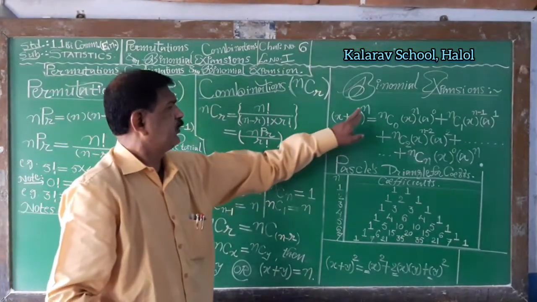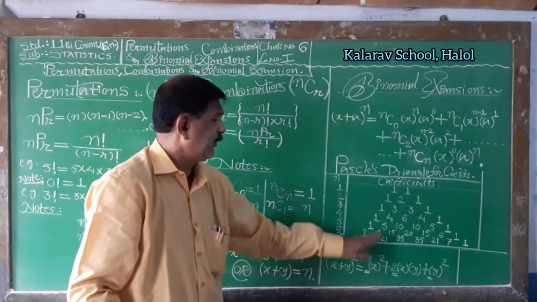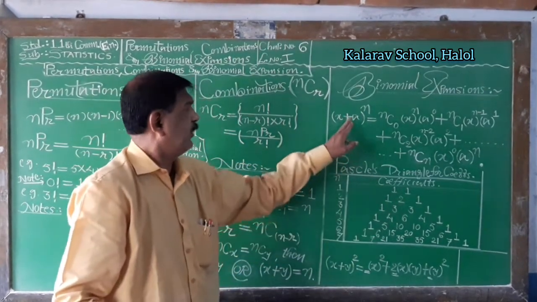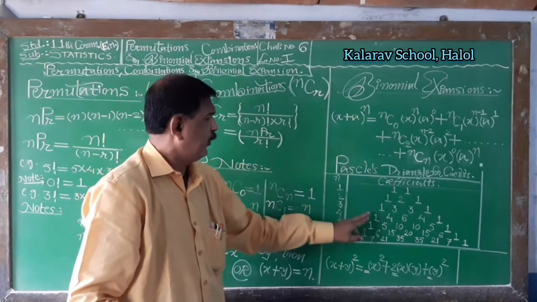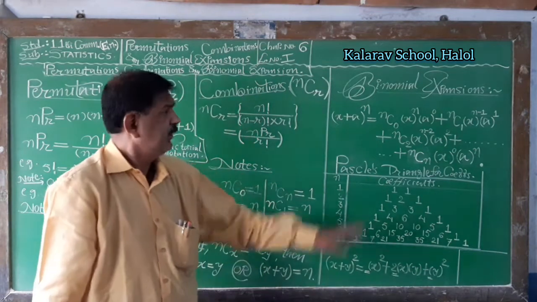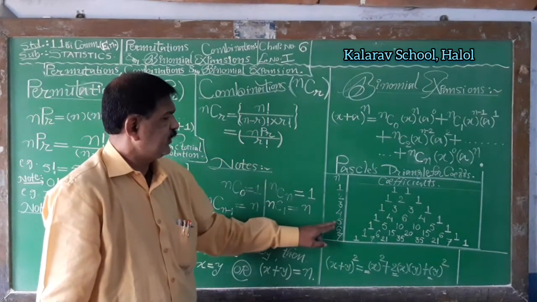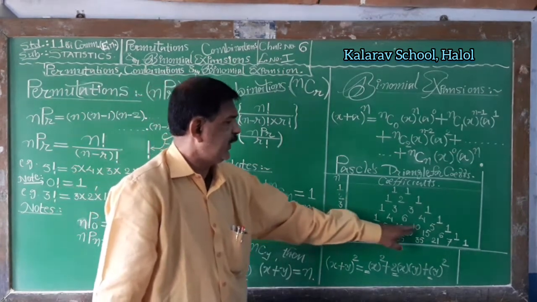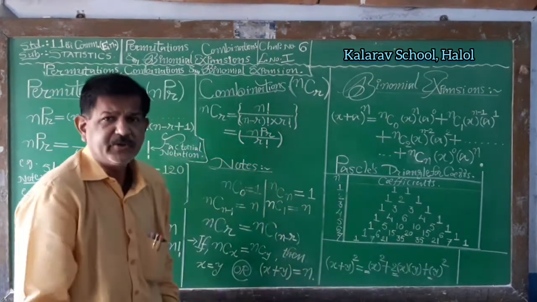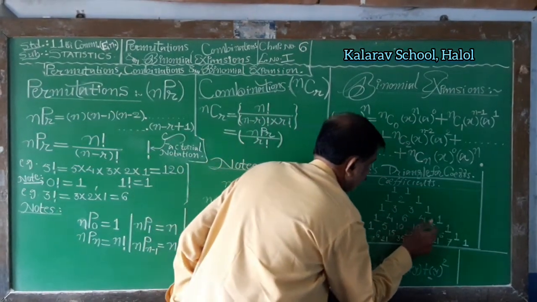If n equals 2, then there are 3 terms. If n equals 3, then there are 4 terms: 1, 3, 3, 1. They are the coefficients. If n equals 5, then the coefficients are 1, 5, 10, 10, 5, 1. There are 6 terms: 1, 2, 3, 4, 5, 6.